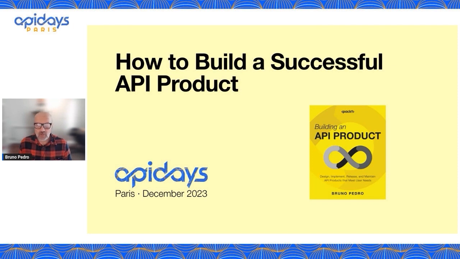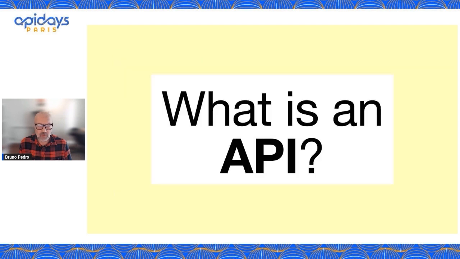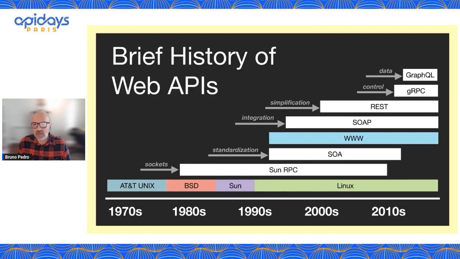The first question that you can ask about how to build a successful API product is, what is an API, right? So what exactly is an API? There are many definitions of APIs, some of them more technical than others. I thought that it could be interesting to show you a little bit of the history of APIs, or how APIs came to be what they are now, so you can also understand what you can do with them and how they can be successful products.